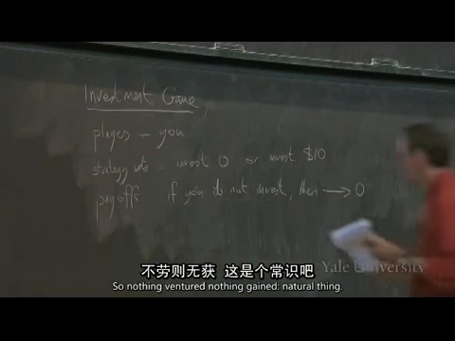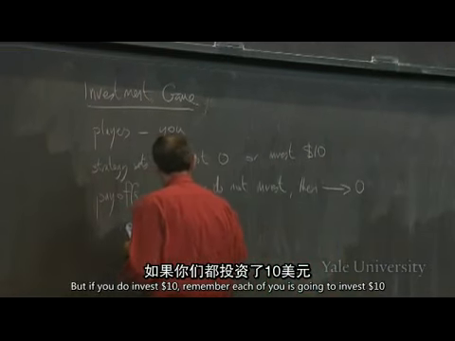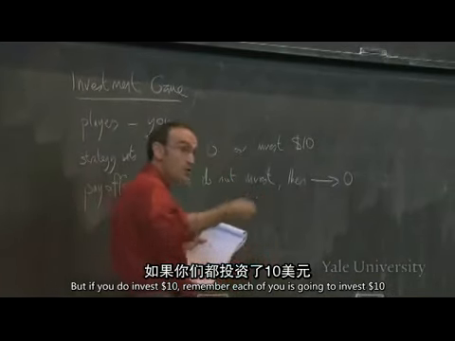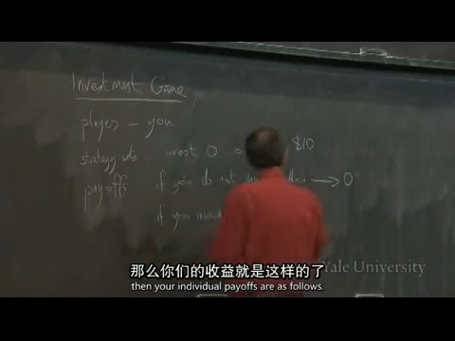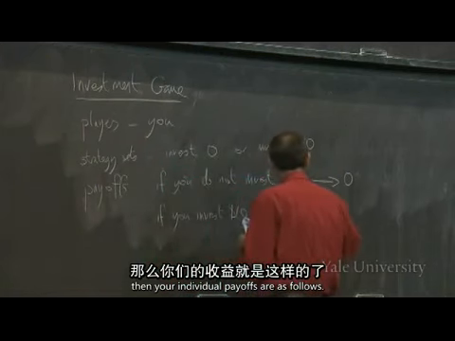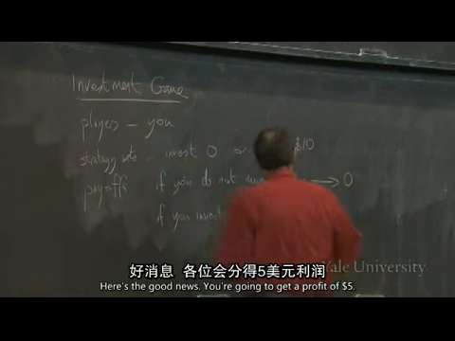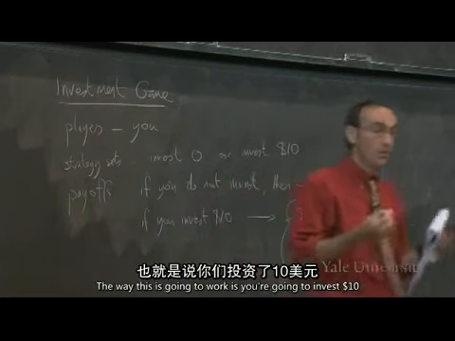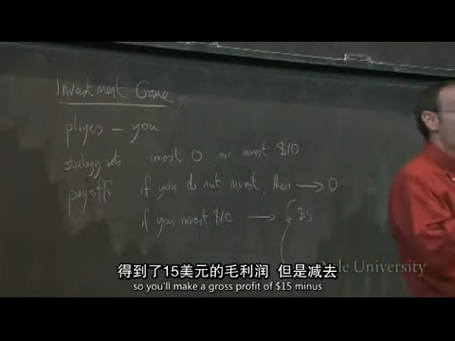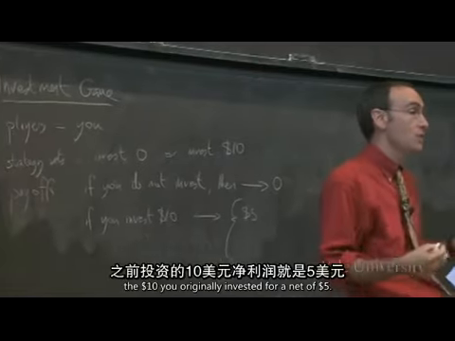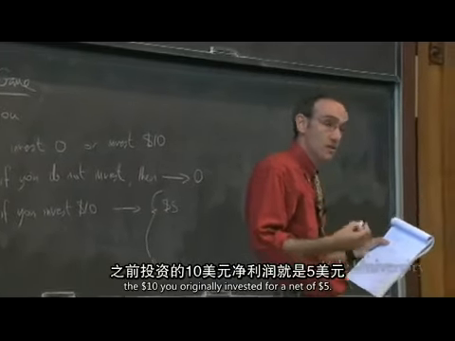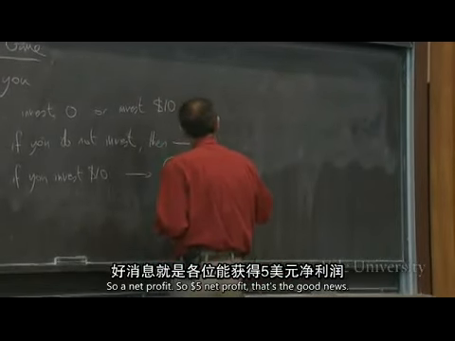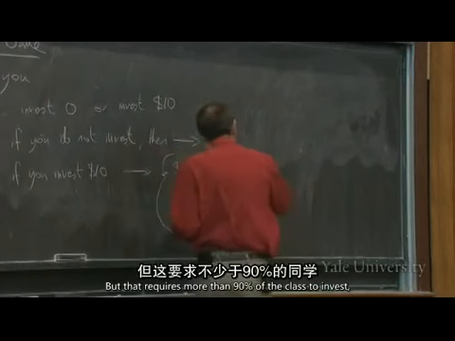All right, but if you do invest $10, remember each of you is going to be investing $10, then your individual payoffs are as follows. Here's the good news. You're going to get a profit of $5. The way this is going to work is you're going to invest $10, so you'll make a gross profit of 15 minus the 10 you originally invested for a net of 5. Everyone understand, right? So a net profit of $5.